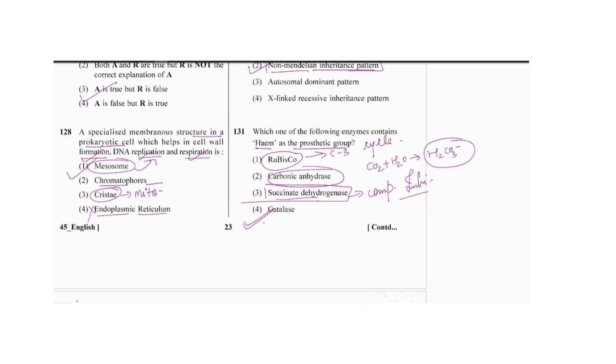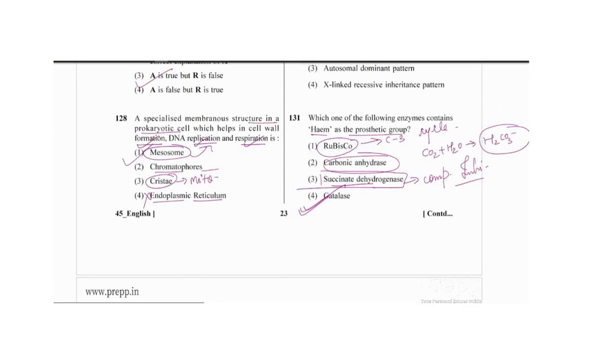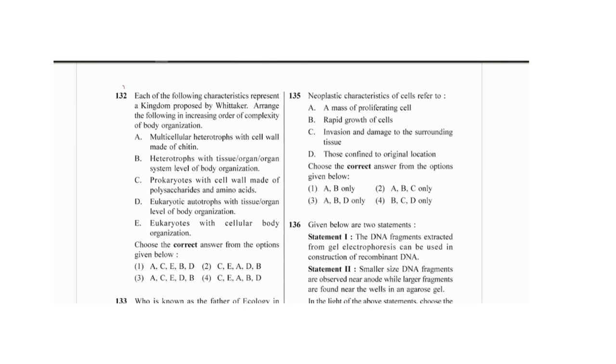But among the four, catalase is the only one responsible for the cofactor, which is the prosthetic group here. Then question 132 says each of the following characteristics represents a kingdom proposed by Whittaker. Arrange the following in the increasing order of complexity of body organization. Okay, so for the body organization, we have to find out the complete sequence.